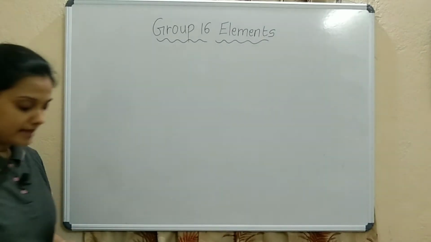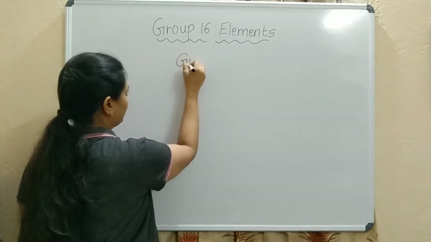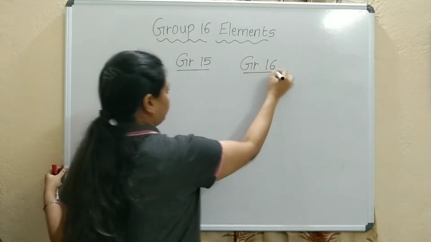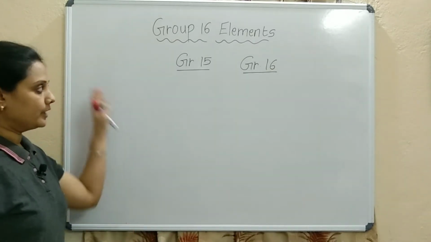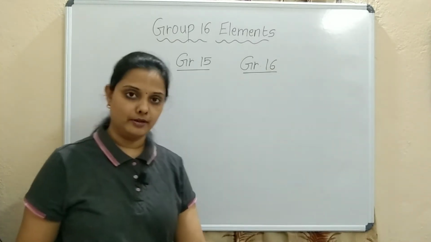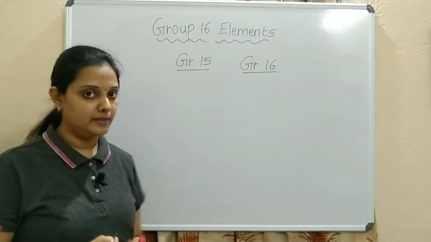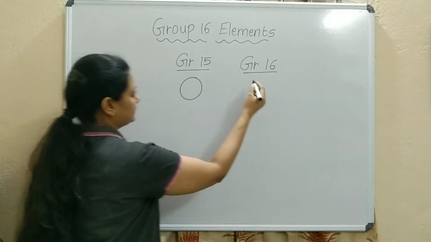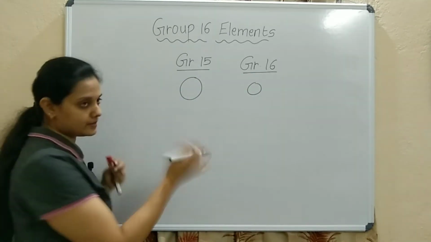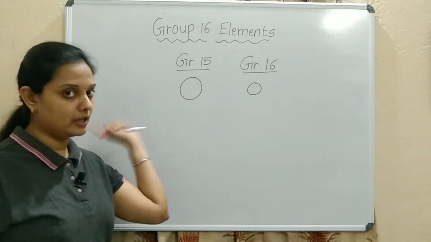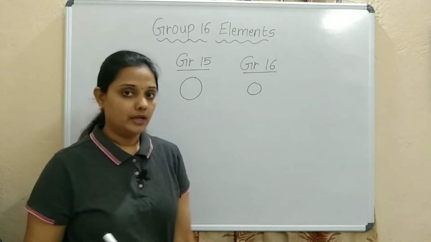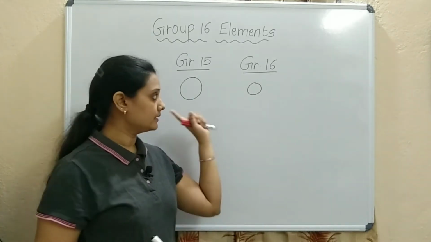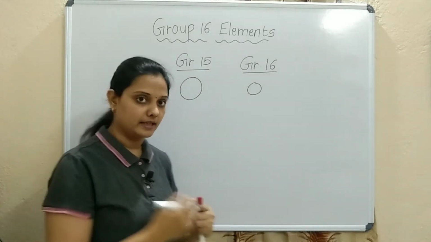We'll also do the comparison for group number 15 and group number 16. As we move from left to right in a periodic table, what is happening? The size of the atom goes on decreasing. Correct? The size goes on decreasing. In a period, we are talking about a row. Why is it so? Because the atomic number is increasing, left to right.